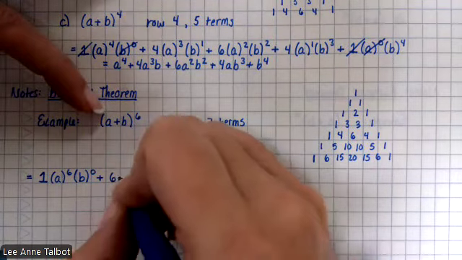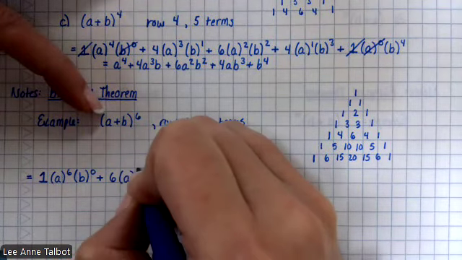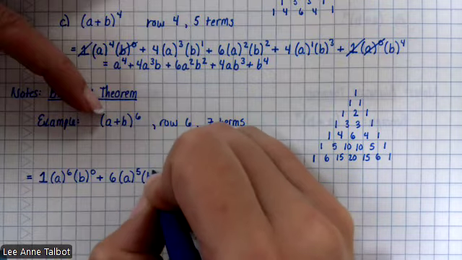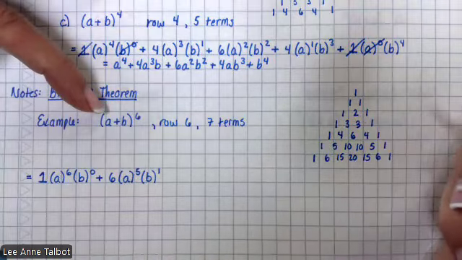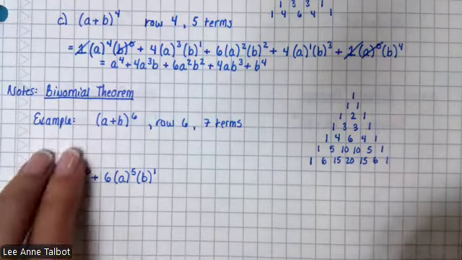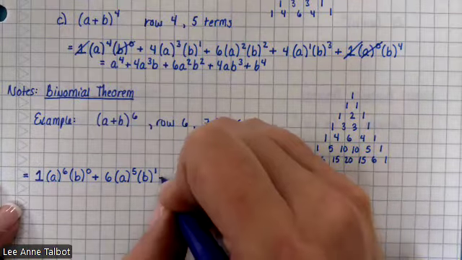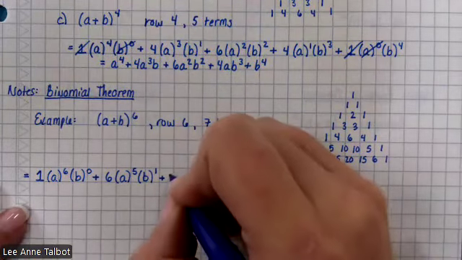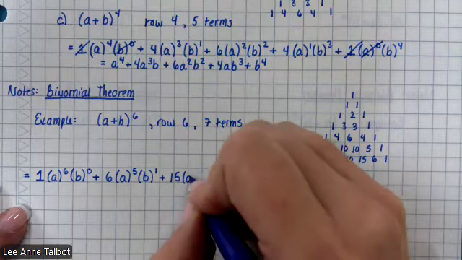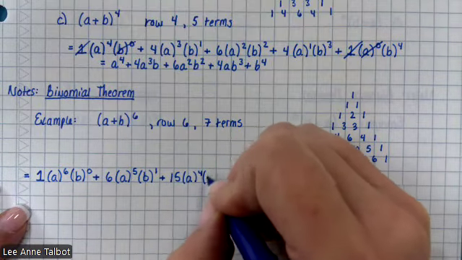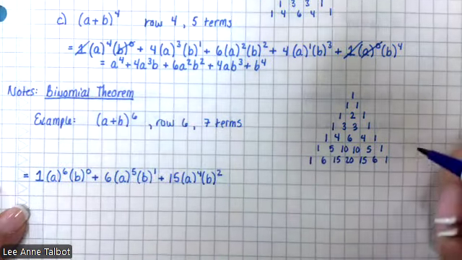6. A goes down a power. B goes up a power. Do you see how the exponents always add to 6? It's really helpful. 15. A down. B up.